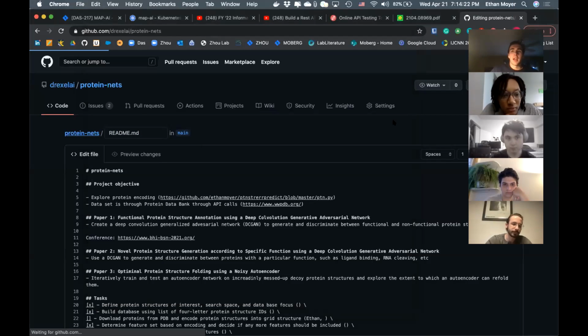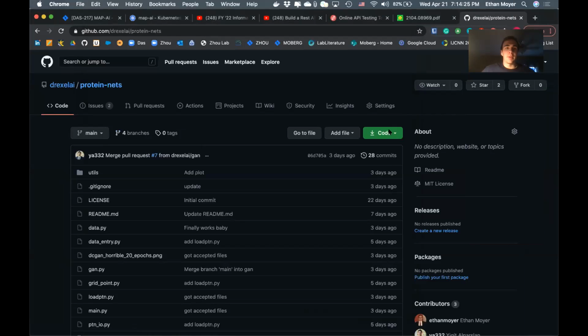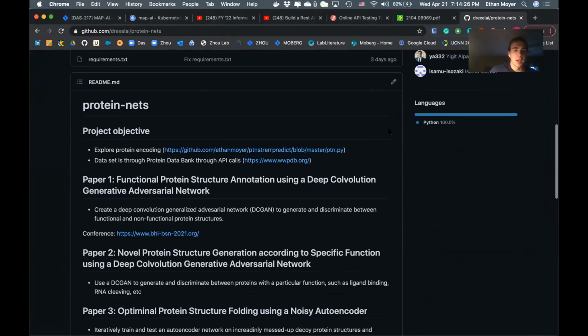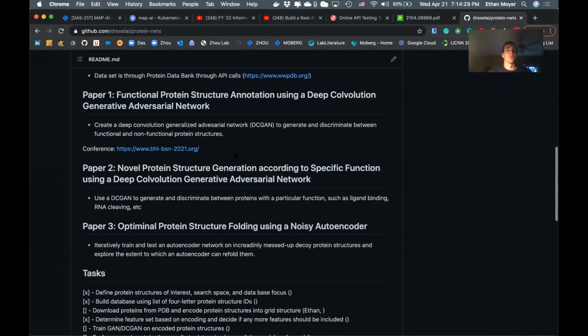So if we look, I actually added some things in the README for protein nets. So just some paper ideas, right? This was the first one. It was annotating whether or not proteins were functional.